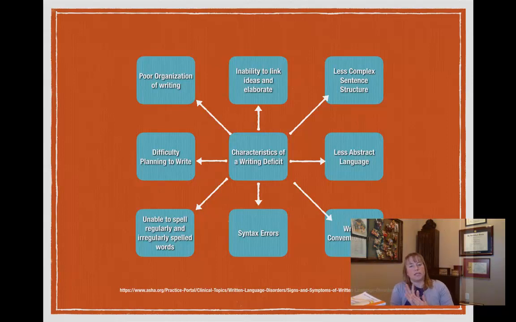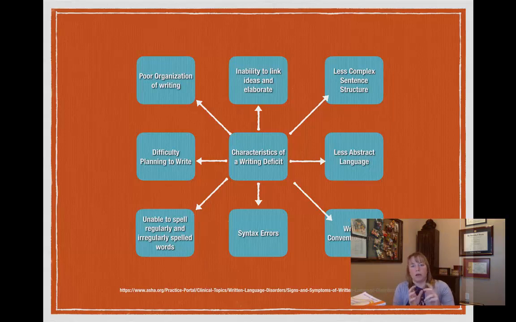But before we do that, I want to take a look at some characteristics of a writing deficit. Now, students don't necessarily have all of these, okay? You're going to see a spattering of these. You're going to see some students that maybe have one or two of these. Sometimes you're going to see a student that just really struggles with writing and struggles with all of these. But I want to just take a look at some of these briefly, and you'll learn a little bit more about these in the article and in the text when you read it.